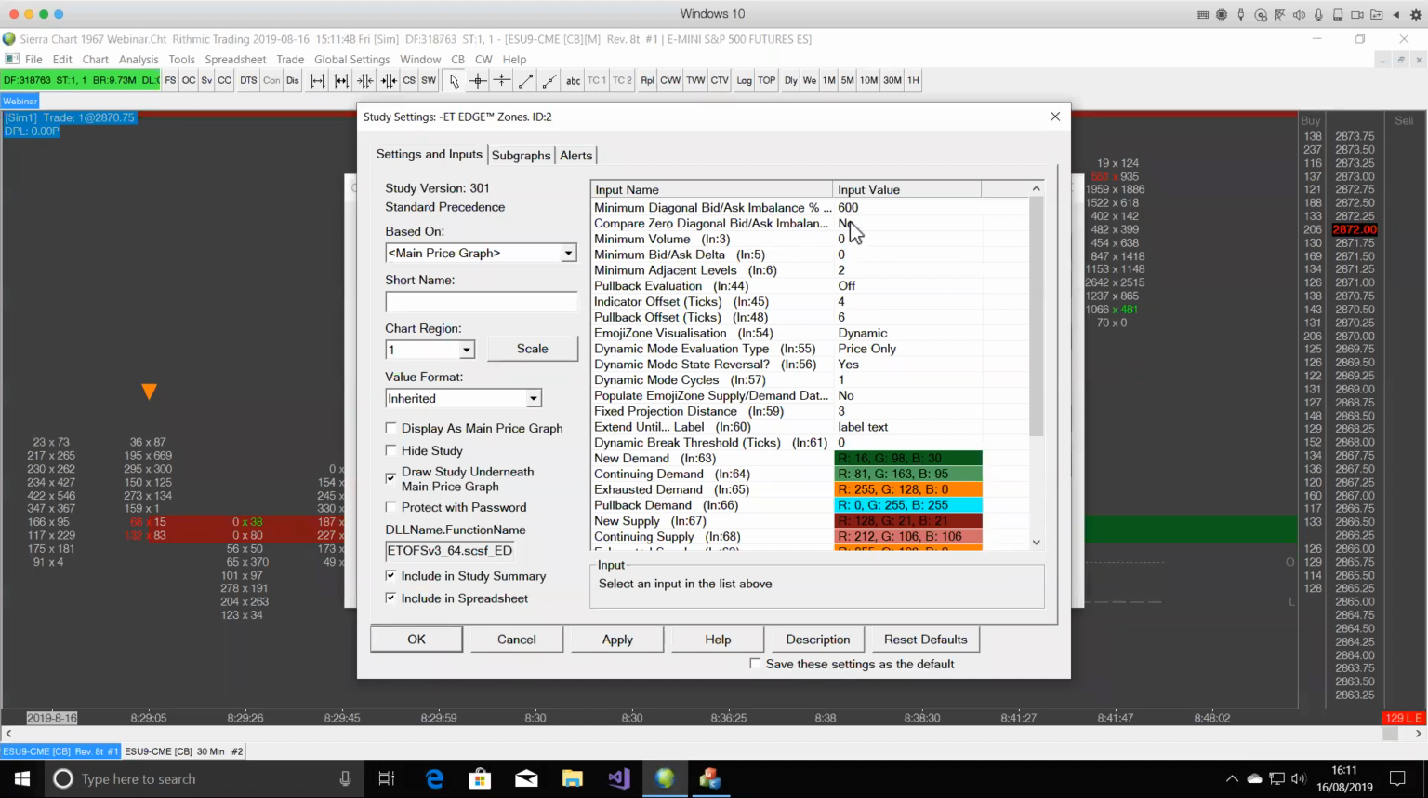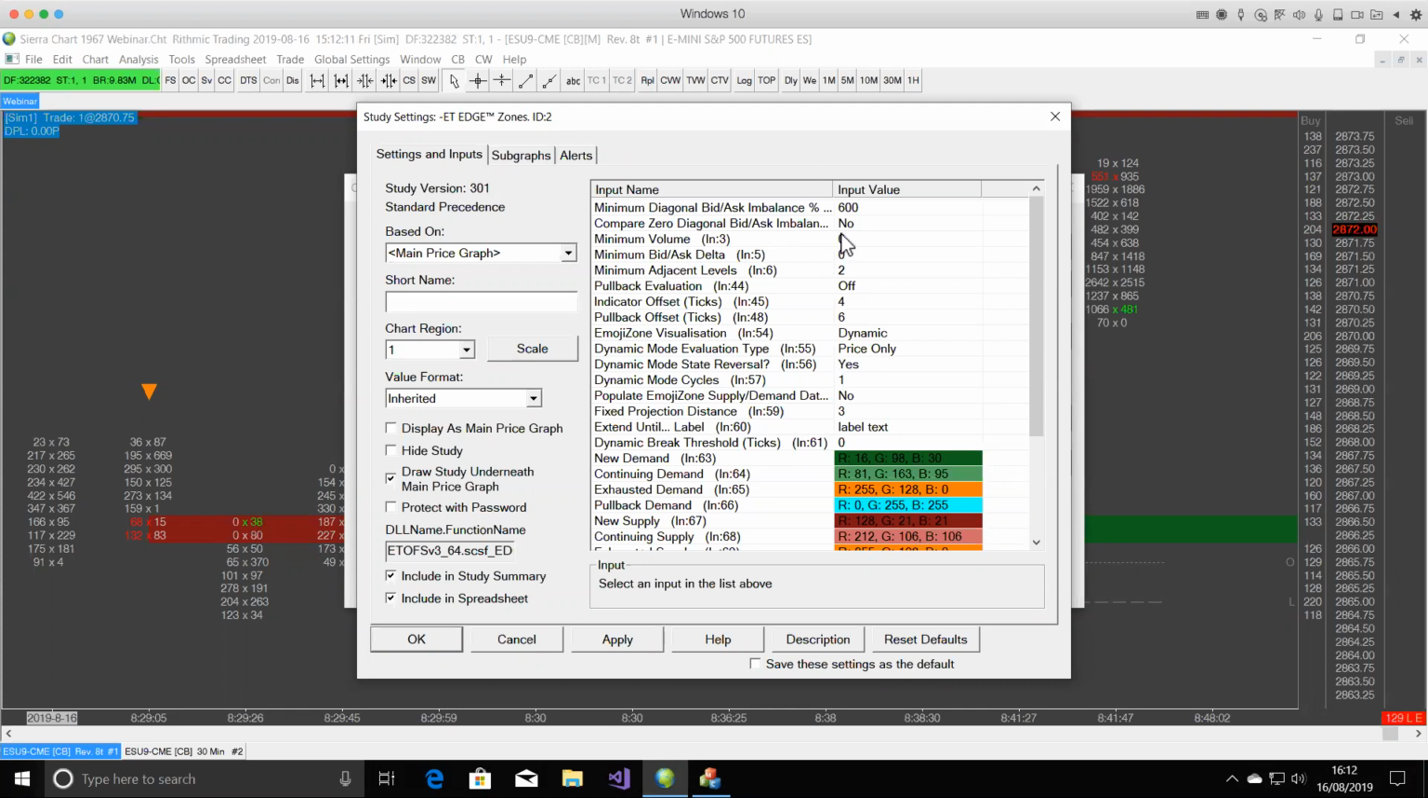Compare zero diagonal bid-ask imbalance. What we're doing here is saying we do not want to highlight imbalances if there's a 0 on the other side. So if we look at this buy imbalance here, 38 versus 0, although the numbers bars have picked it up, edge zones wouldn't consider this as an imbalance. We do this to filter out noise, basically. Personally, I use small prints to highlight zeros.